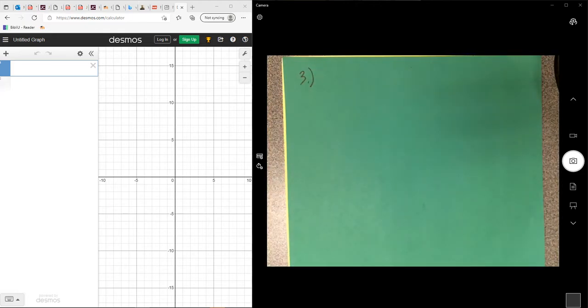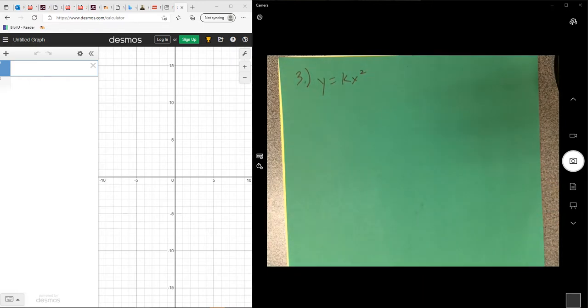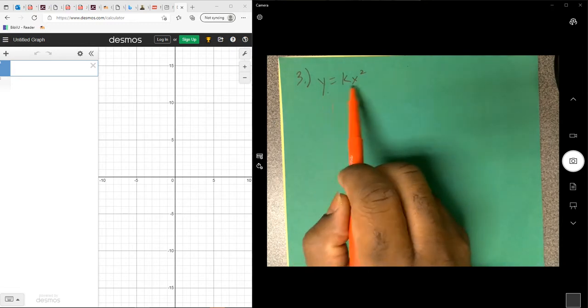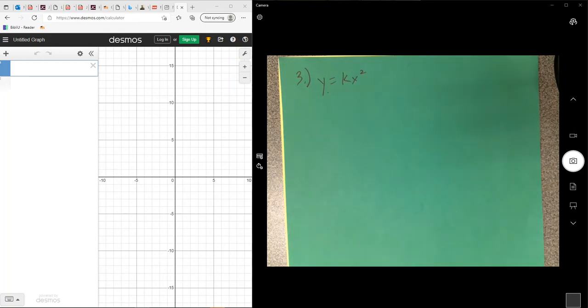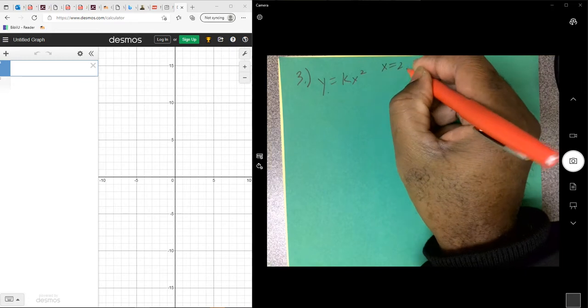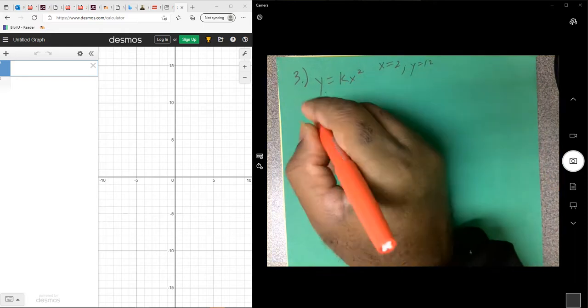For problem number 3, it says assume that y varies directly as the square of x, and that when x equals 2, y is 12. Determine y when x is 8. So this is the general formula that we use. With y varies directly as the square of x, this is the direct formula, and we will have x squared as well. Okay, so now we need to find out what k is equal to. So as it says in the directions, x is 2 and y is 12. So we're going to substitute this in to find out what k is equal to.